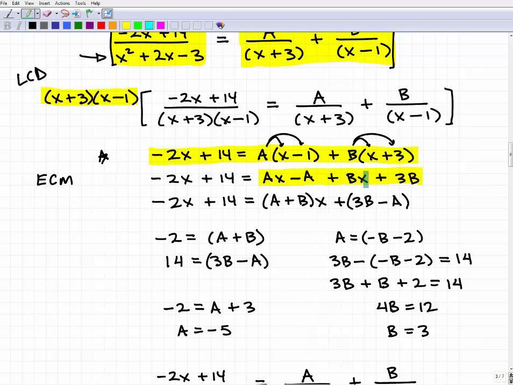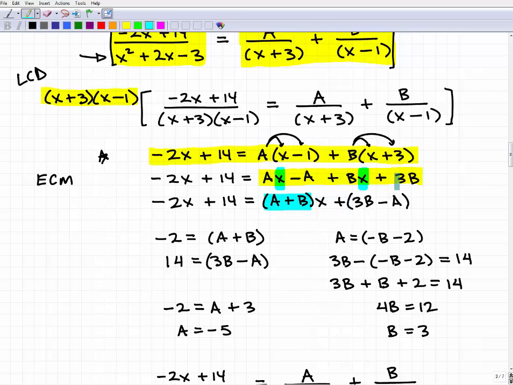Now think about this. I have an x term here, and I have an x term here. So A and B, just think of these as numbers, right? If I had 2x and this was like 4x, I would add the 2 and the 4, right? Same thing here, okay? So these are the x terms. So when I add these together, it's going to be (A plus B)x, right? So A plus B, x.